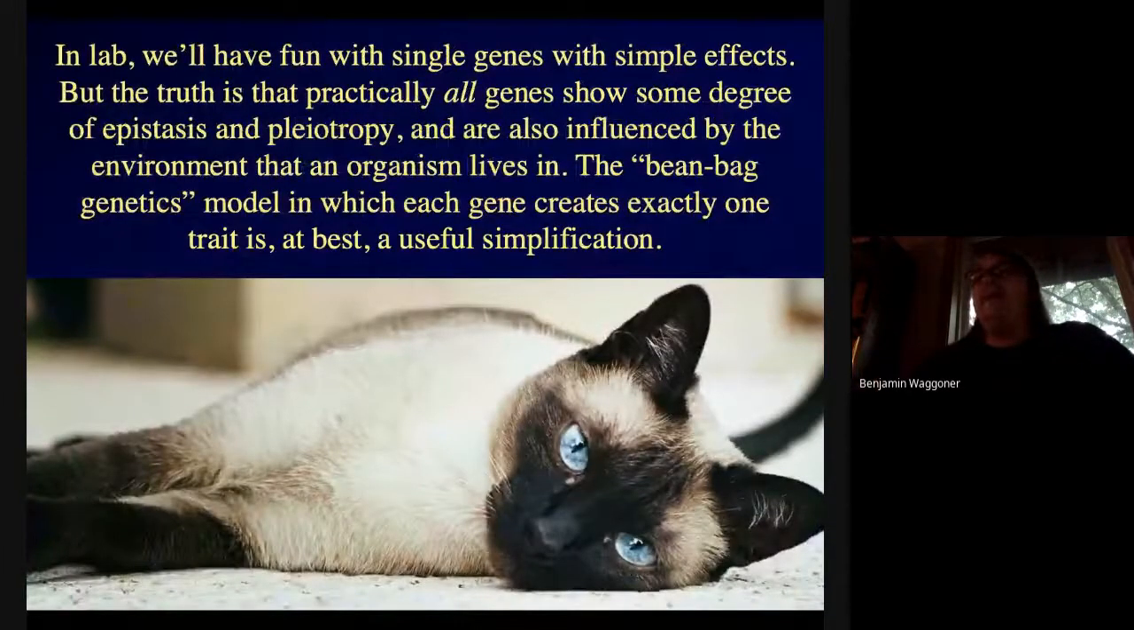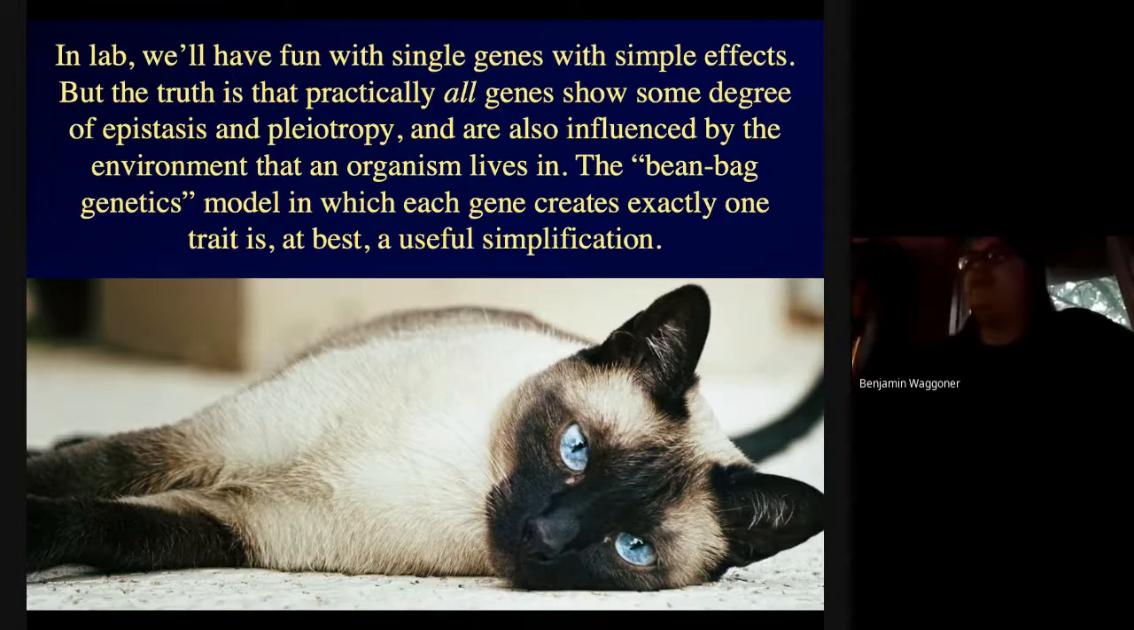In lab and in the practice problems, we mess with single genes with simple effects. The truth, what you really need to take from this, is that practically all genes show some degree of epistasis and pleiotropy, and they're also influenced by the environment that an organism lives in. So when you're thinking about human disease, some diseases we can identify as having a simple genetic basis that follows Mendelian rules. Sickle cell anemia is a great example.